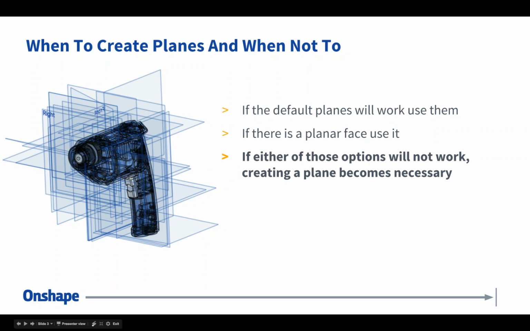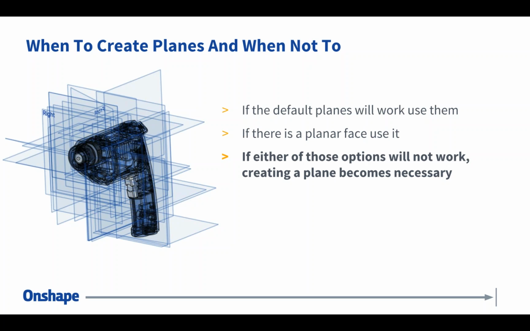If you have a default plane or if you have a planar face, both of those solutions are faster for getting your geometry created. However, if those two options don't work, you'll need to create a plane, and you'll reach a point where you don't have any reference, any face, any plane to select to start your sketch. You're like, well, what do I do next? And that's what we want to talk about here today. So if either of the first two options do not work, it becomes necessary to create a plane, and I want to walk you through all the various examples and methods that we have for that.